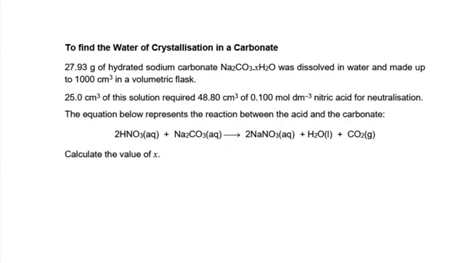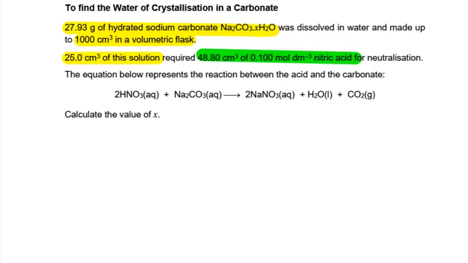The other way you could be asked to work this out is by using a titration. So let's have a look at our information for titration. 27.3 grams of the hydrated crystals were dissolved and made up to 1,000, and 25 of this needed 48.8 of 0.1 mole of nitric acid for neutralisation.